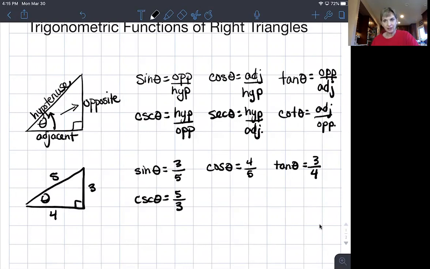But of course, we already found the sine. Because we already found the sine, we can just take its reciprocal, and that's 5/3. And that might save us a little bit of time. And secant is the reciprocal of cosine, and we already found the cosine, so we can save ourselves a little time by just taking the reciprocal of cosine. And cotangent is the reciprocal of tangent, so you can just take the reciprocal of that. And there we've found all 6 trig functions of our 3, 4, 5 triangle.